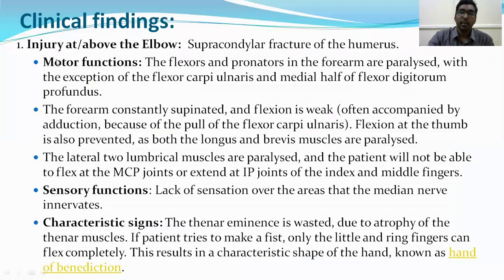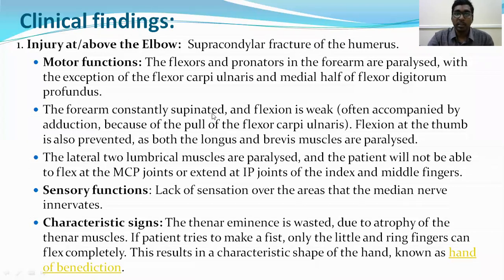Clinical findings. I already told, the injury can be high or low, meaning above the elbow or below the elbow. Above the elbow, supracondylar fracture of the humerus is one of the best causes. What are the motor functions lost? The flexors and pronators of the forearm are paralyzed, with the exception of flexor carpi ulnaris and the medial half of flexor digitorum profundus, supplied by the ulnar nerve.